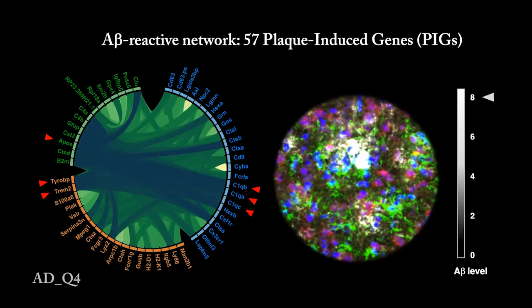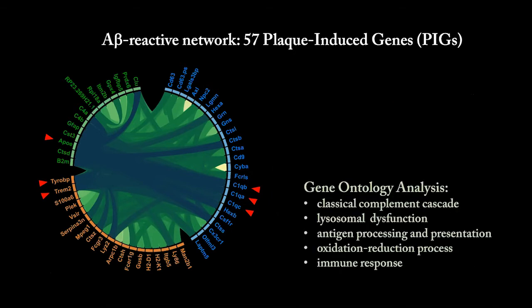So it's really to our surprise that this totally unbiased analysis fished out those 57 genes from more than 20,000 genes in total. That shows us this network is particularly co-expressed with the presence of Ebitda deposition, and the major connectors are AD risk genes like ApoE and TREM2. Further gene ontology analysis indicates the network reflects dysregulation of the classical complement cascade, lysosomal dysfunction, antigen processing and presentation, and oxidative stress.